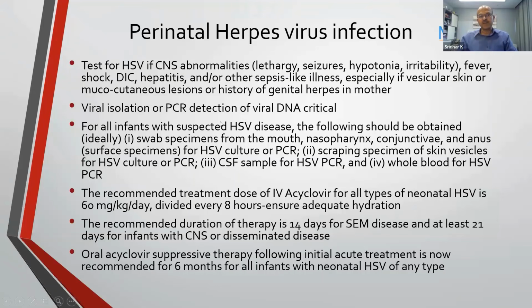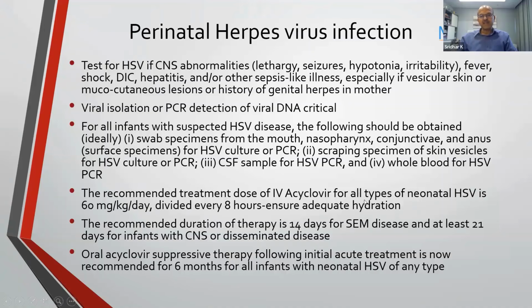Viral isolation or PCR detection of the viral DNA on the swabs is very important. Usually we do swabs from the mouth, nasopharynx, conjunctiva, and anus for either the culture or PCR. And if there are skin vesicles, you can do the scraping. And CSF PCR is very important if you're doing a lumbar puncture as well.